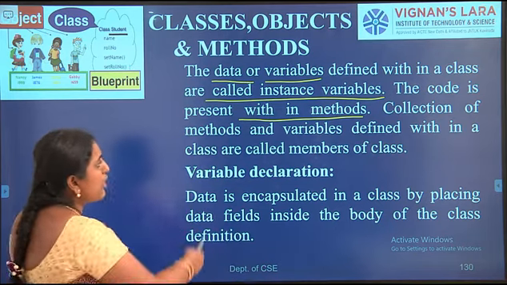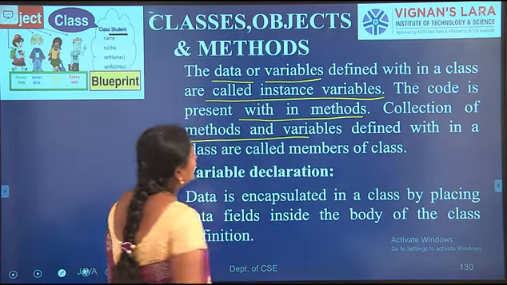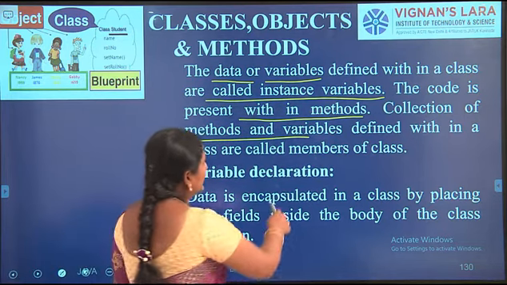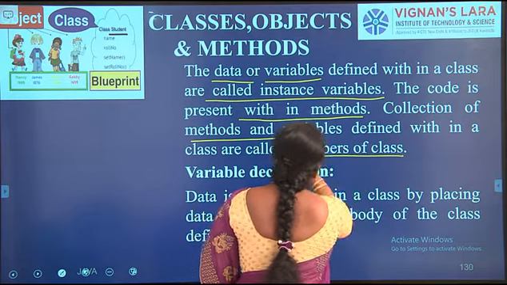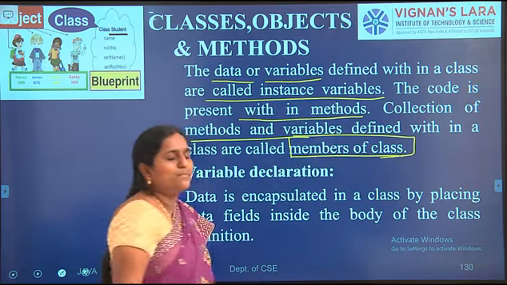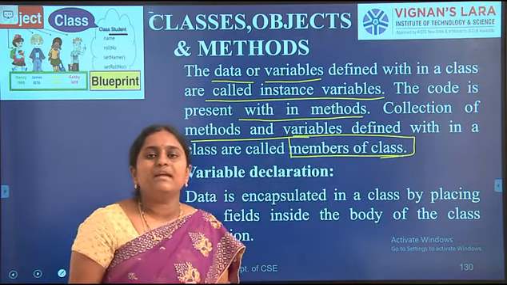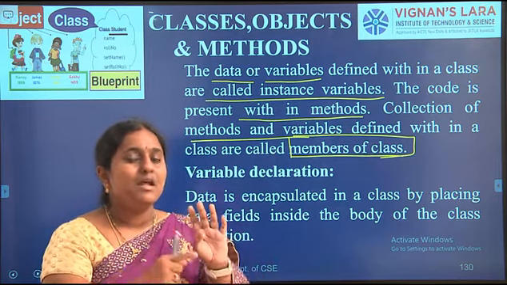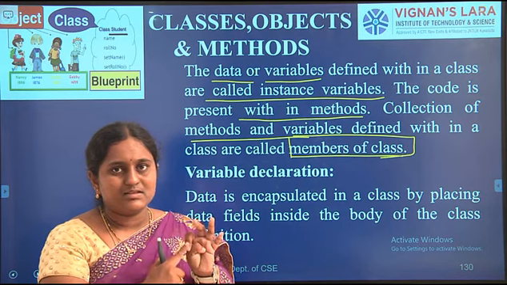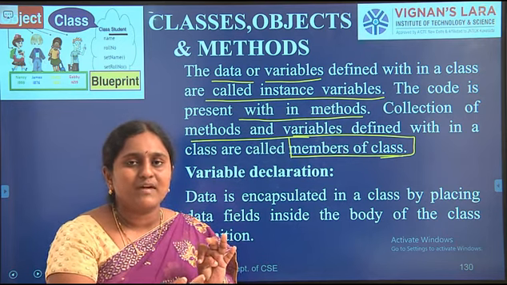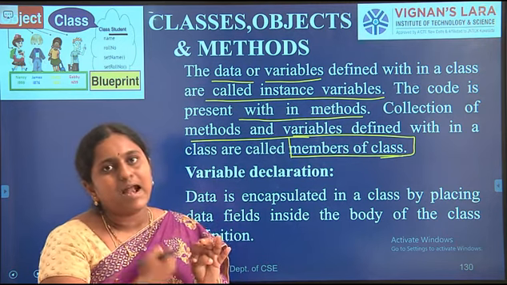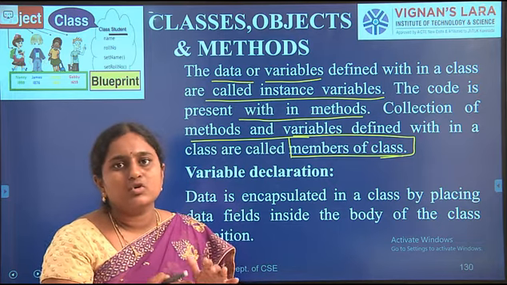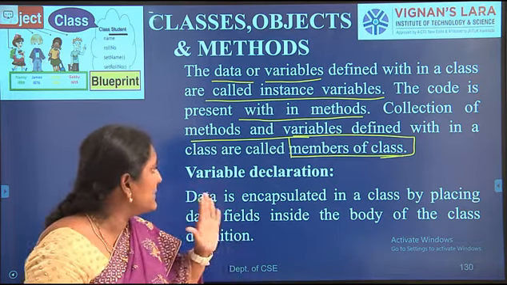The collection of methods and variables defined within a class are called members of a class. So we define variables and methods within the class, and simply call them members of a class. Members of a class are nothing but variables and methods, the variables and member functions within the class.